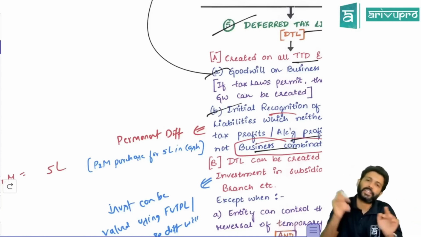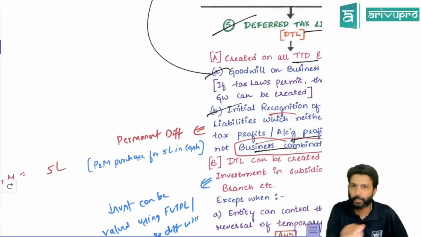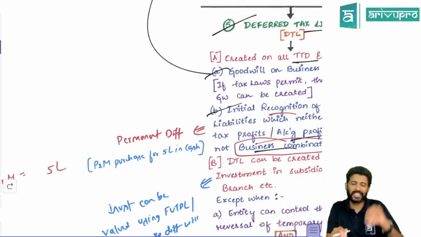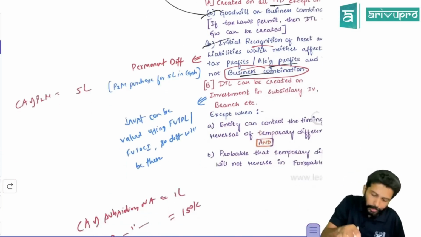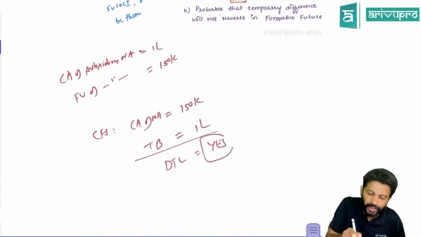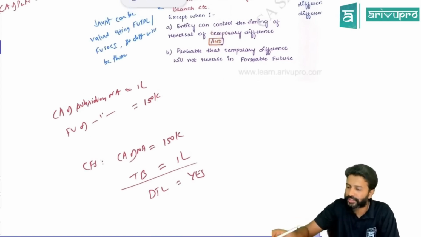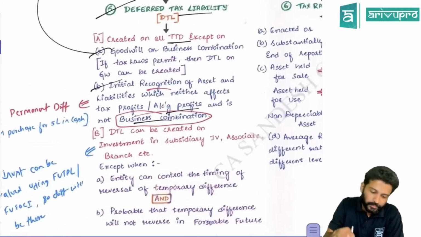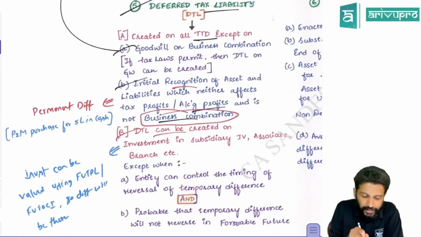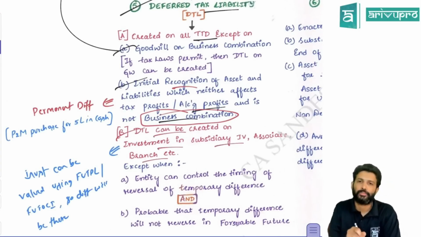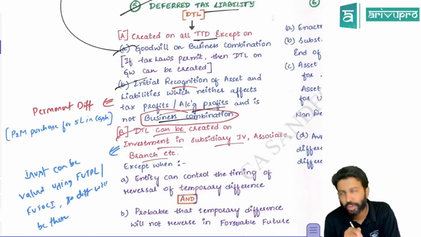For this transaction, you need not create DTA or DTL because this is not a business combination transaction. This is a normal transaction. On all business combination transactions, let me repeat, you need to create DTA as well as DTL if required, if they give you the tax rate. That is one. Sir, DTL can be created on investment in a subsidiary also. If you have any investment in a subsidiary, on that also you may create DTL.